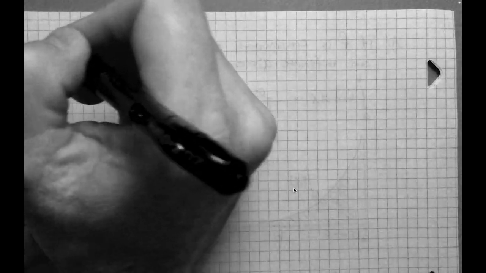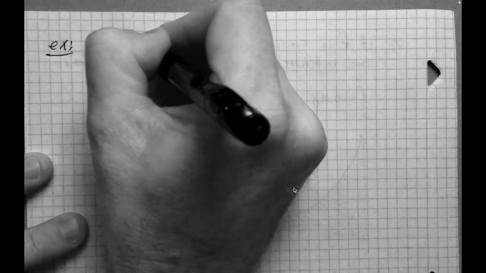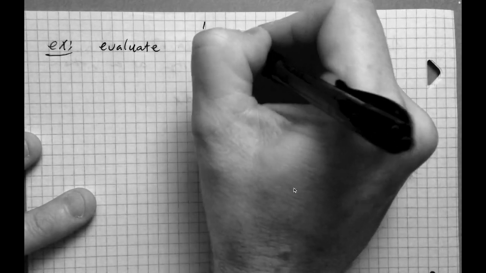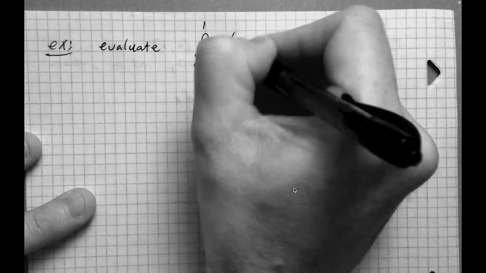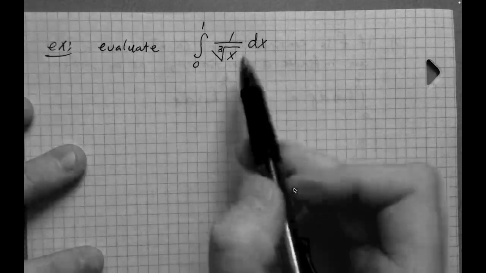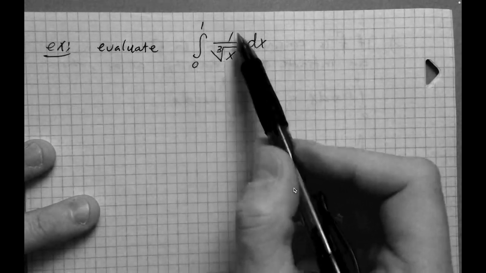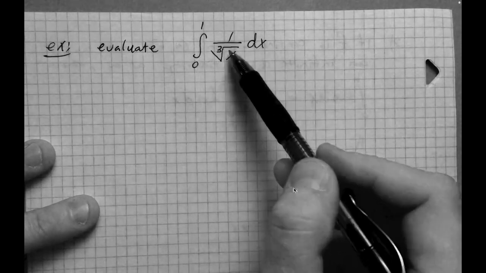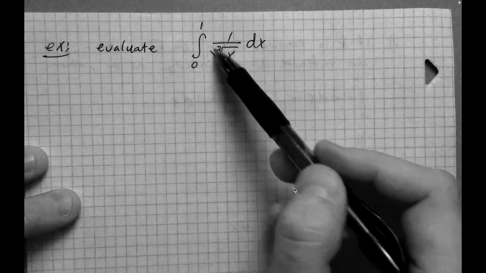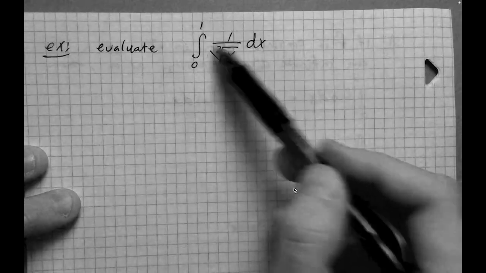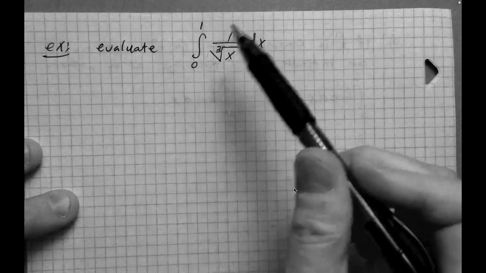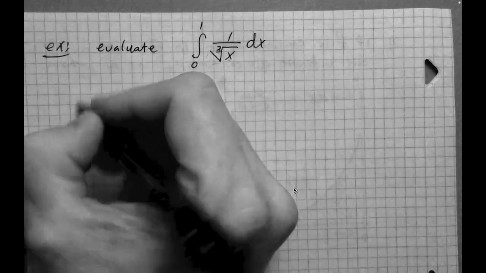Okay, so let's evaluate this integral, 0 up to 1 of 1 over the cubed root of x. Okay, so the issue here is that this function, 1 over the cubed root of x, has an infinite discontinuity at 0, right? You can see that just by looking at this, that if I plug in 0 directly, I get 1 over infinity, right? So we have a problem. Okay, so let's see how we can deal with this.